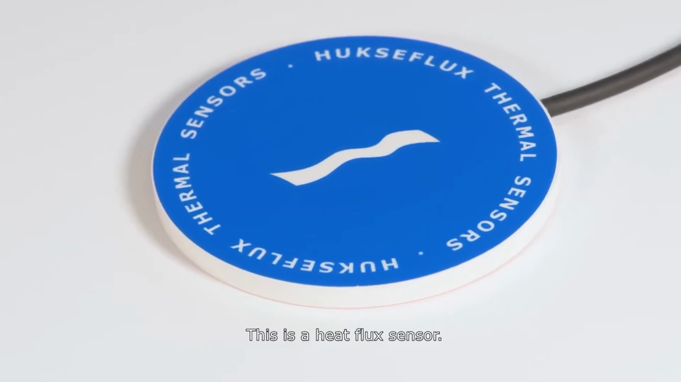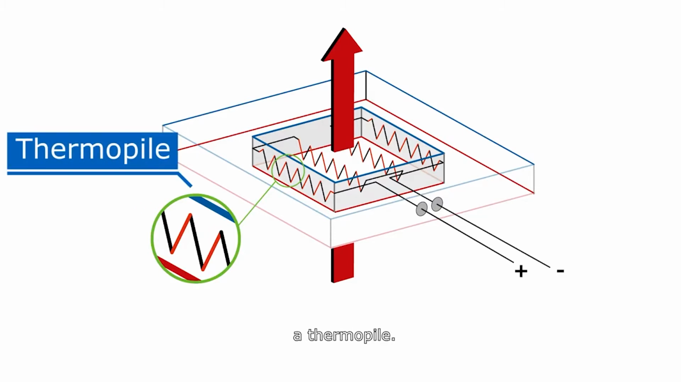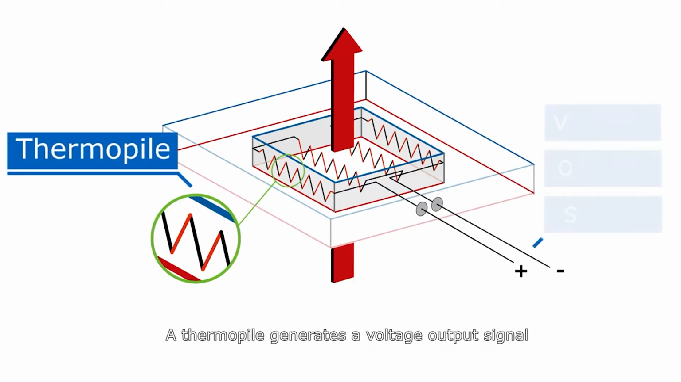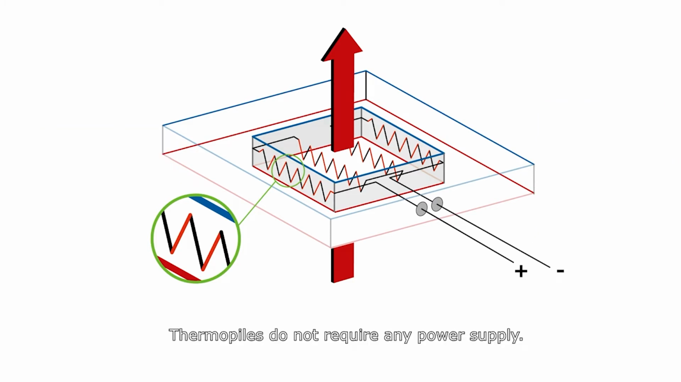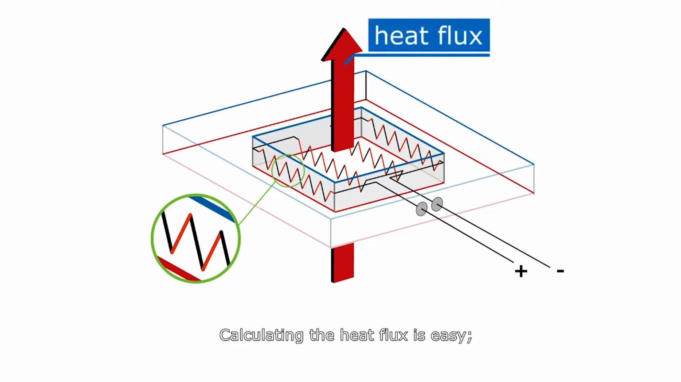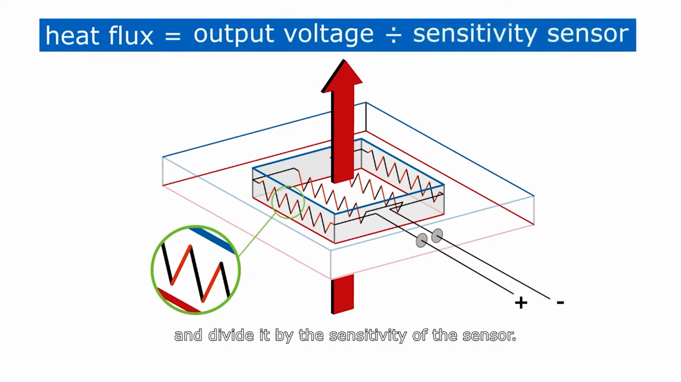This is a heat flux sensor. Inside it, you will find a very sensitive temperature difference sensor, a thermopile. A thermopile generates a voltage output signal proportional to the local heat flux. Thermopiles do not require any power supply. Calculating the heat flux is easy. Just measure the output voltage and divide it by the sensitivity of the sensor.